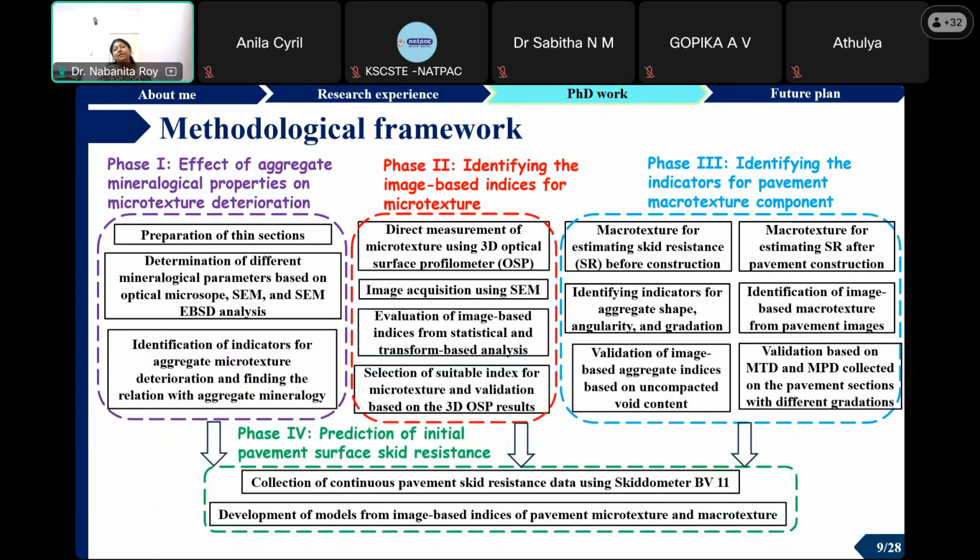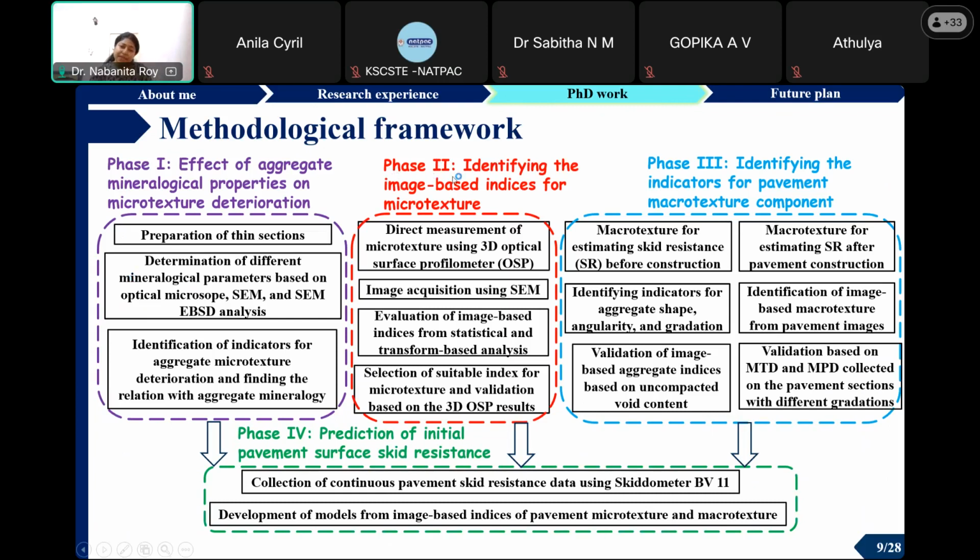In my PhD, I divided the entire research work into four major phases. Phase 1 was about the effect of aggregate mineralogical properties on microtexture deterioration. Why is it important? Because some particular aggregate source may have good microtexture, but from that we cannot say that it will be sustained over time. That's why the rate of deterioration of microtexture is very important. I'll come to the details.